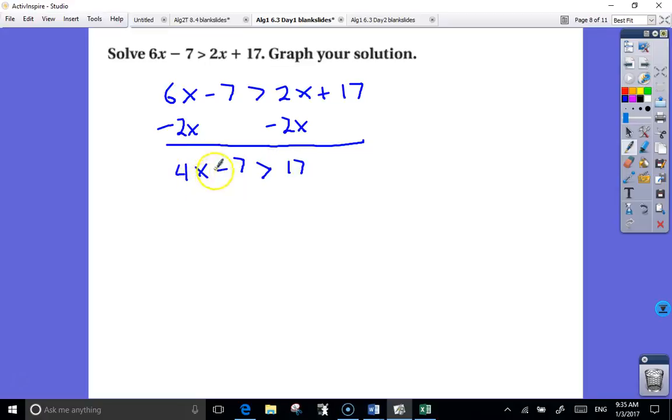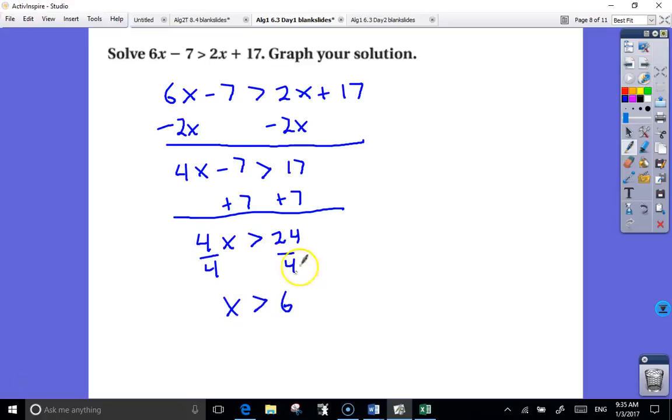Solving for this x right here. Plus 7. 4x is greater than 24. Okay? Divide by 4. X is greater than 6.